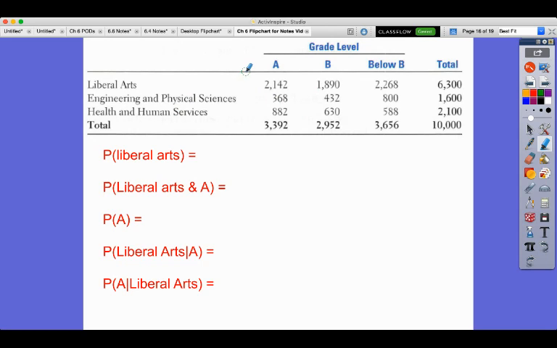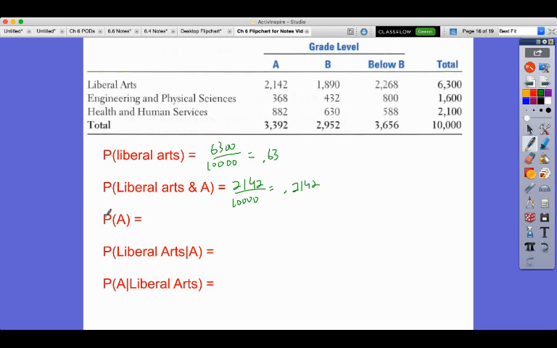Then let's do an example. All right, so the probability of liberal arts is 6,300 out of 10,000, and we can cross off those zeros and we get 0.63. Liberal arts and they earned an A, 2142 out of 10,000, which equals 0.2142.